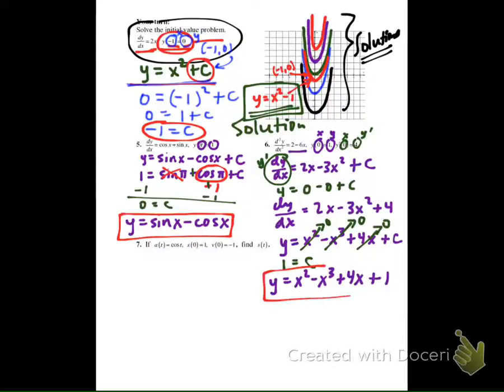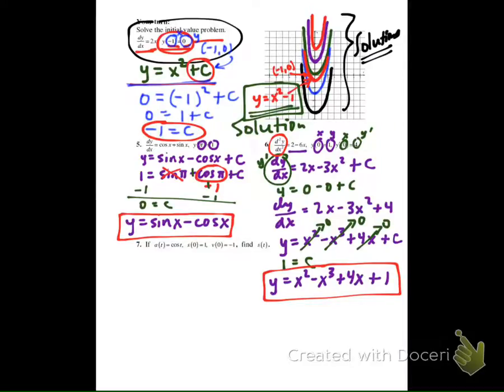And that, ladies and gentlemen, is how you solve an initial value problem where you're given two initial conditions, because you were given initially the second derivative of y with respect to x. Okay, last problem, and I encourage you to now try number 7 on your own.